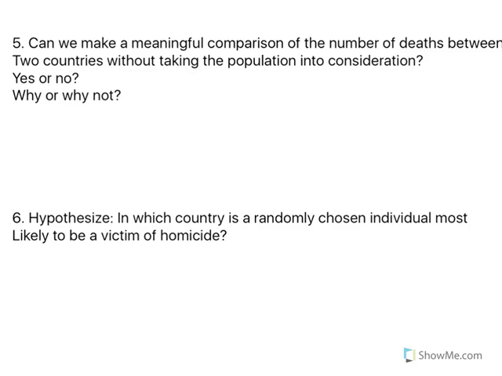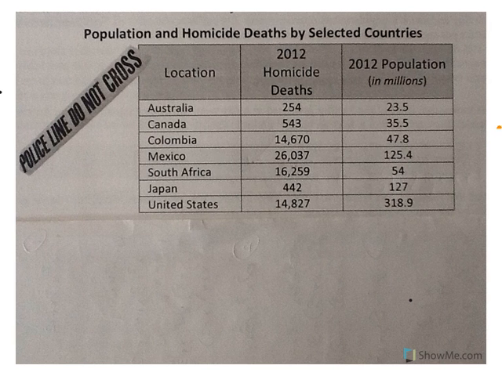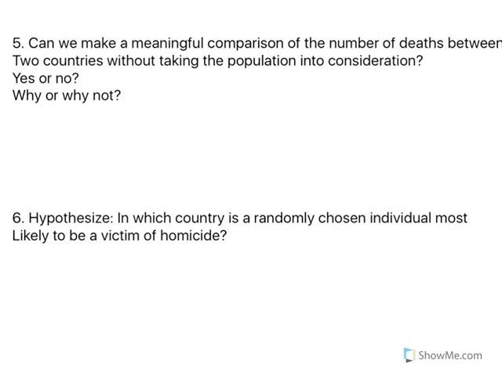Now, can we make a meaningful comparison in the number of deaths between two countries without taking the populations into consideration? I want to go back to the table for this. Can you really say that Mexico is the worst? They have the most homicide deaths, but they also have a lot of people. I would say the U.S., South Africa, and Colombia also have a lot of deaths, but look at the difference in populations, right? The U.S. has just a ton more people, but Colombia and South Africa do not have a lot of people. So I think, no, you can't. You've got to say, well, if you have more people, you're more likely to have homicide deaths, I would think.